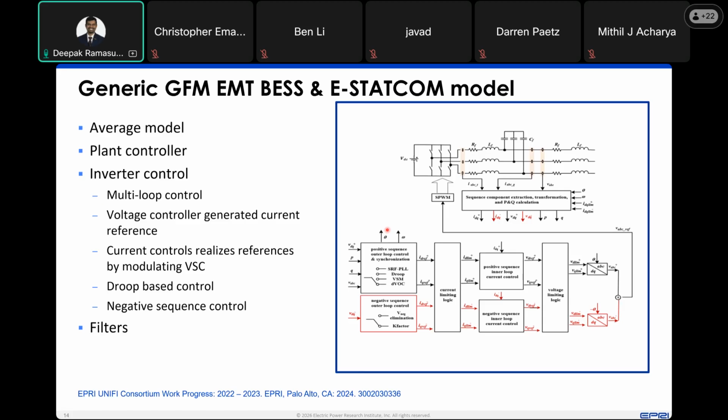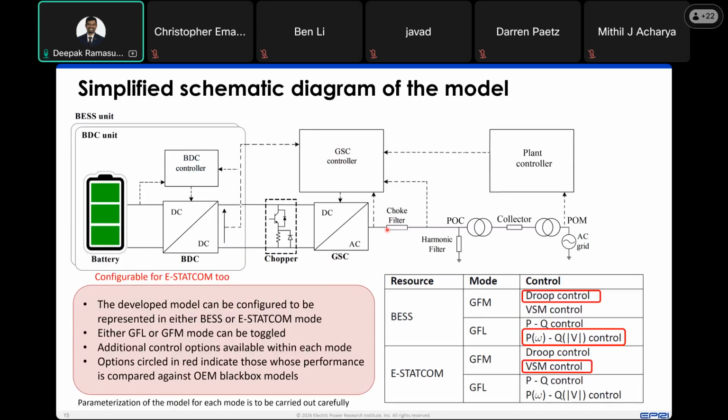So these more detailed models, the EMT domain models, are available from the perspective of getting an understanding of how these resources would operate on a smaller time scale across a wide frequency spectrum that might exist. Now, the reason why battery energy storage and eSTATCOM are highlighted here in these slides for the EMT domain model is that at the moment, those are the main two technologies available in the marketplace for grid forming or advanced grid support.